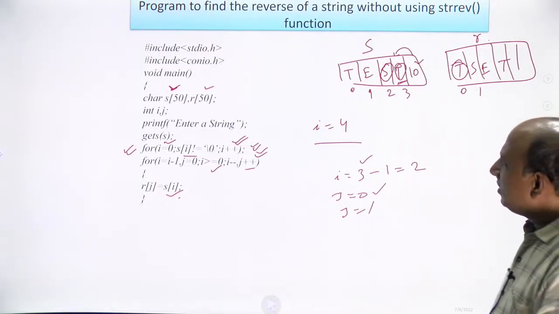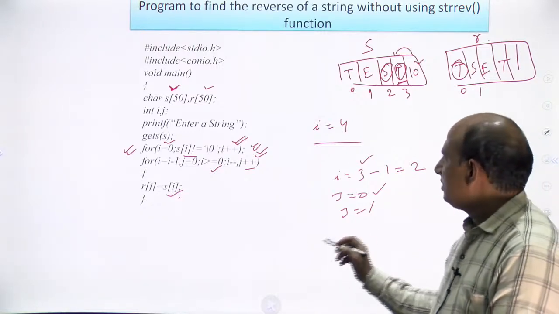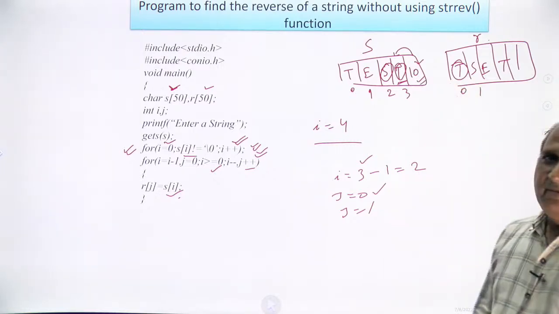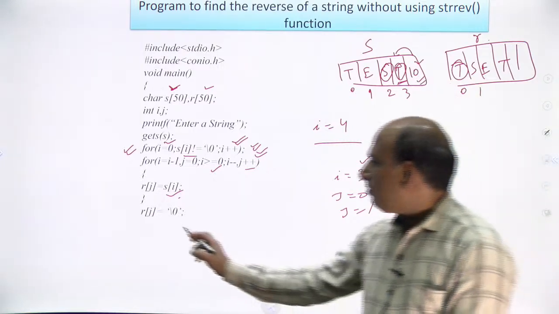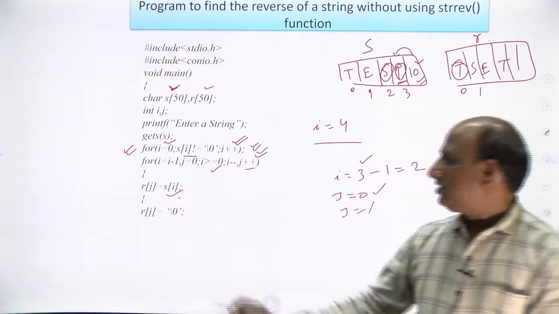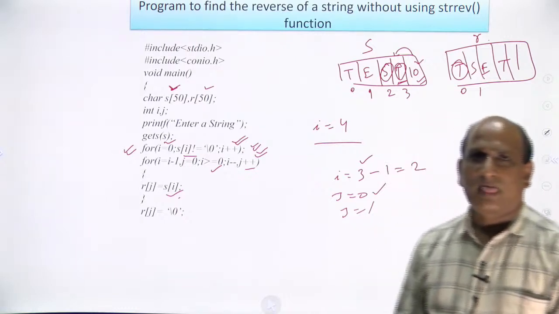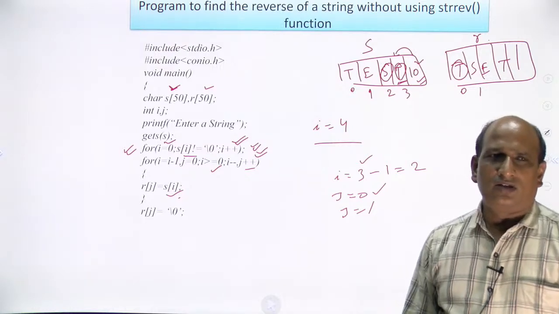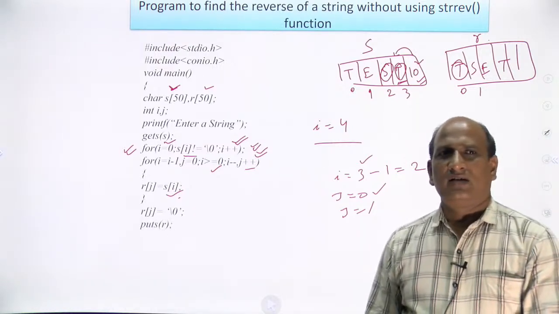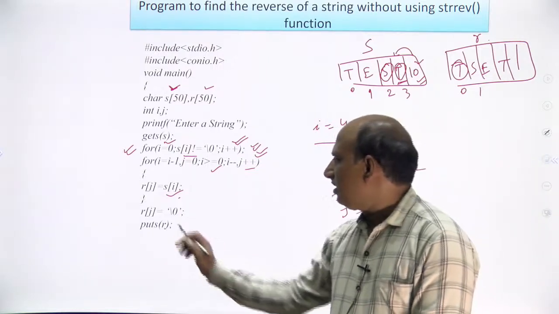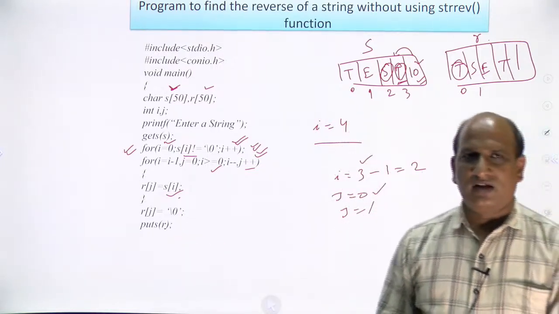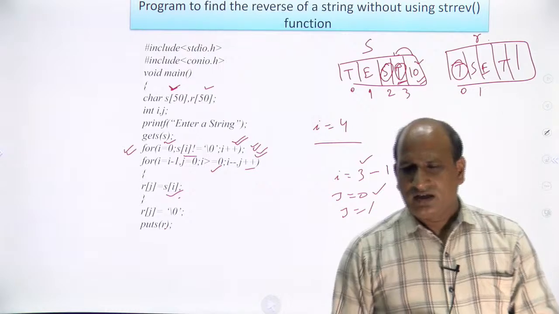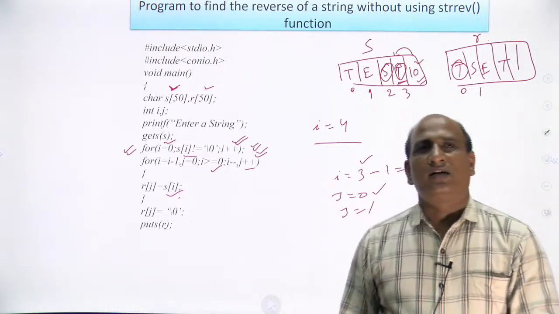Since j keeps incrementing, whenever i reaches below zero the condition will become false, so you have to assign \0 to the jth position of the reverse string. This way you can reverse a string by your own logic. You just have to print that by puts, and I have written this r array in the puts function. This way by your own logic you can create the reverse of a string.